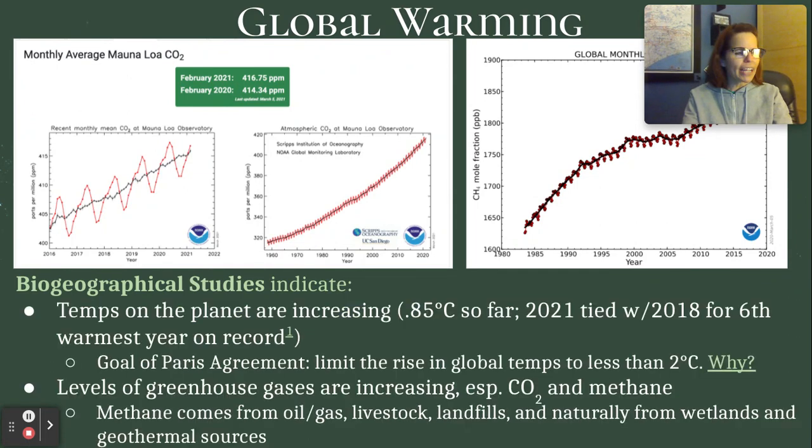And then the last thing that we'll just remind you of is global warming, that carbon dioxide and methane levels in particular have increased so much over the last 100 years. Temperatures on the planet are increasing. 2021, that was last year, tied for the sixth warmest year on record. And so we're trying to limit the increase of the temperatures to 2 degrees. We don't want to go any higher than 2 degrees. 1.5 degrees would be best if we could keep that and then lower. Levels of greenhouse gases have increased, especially due to carbon dioxide and methane. Methane comes from oil and gas, the burning of oil and gas. Livestock, remember, cow farts is where methane comes from. Landfills, that's human again, but then also naturally from wetlands and geothermal sources.